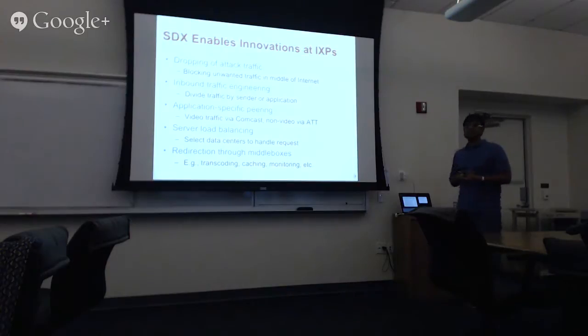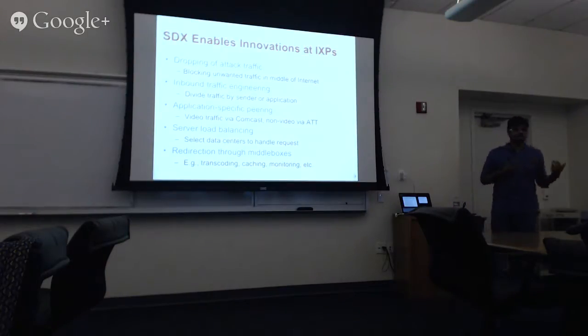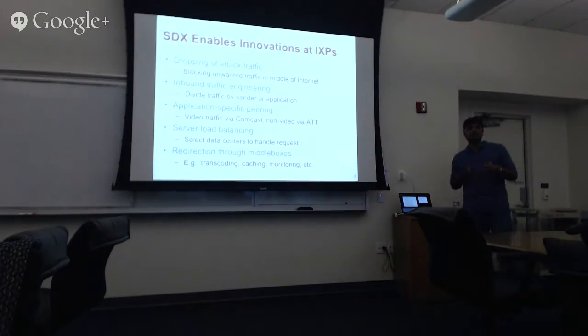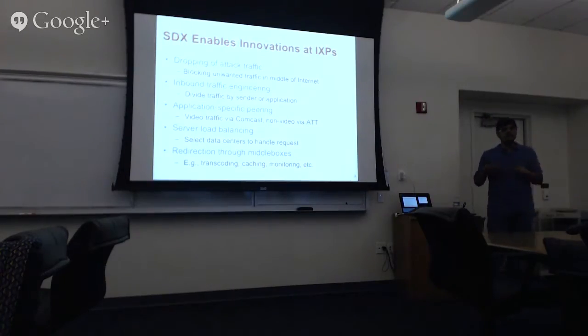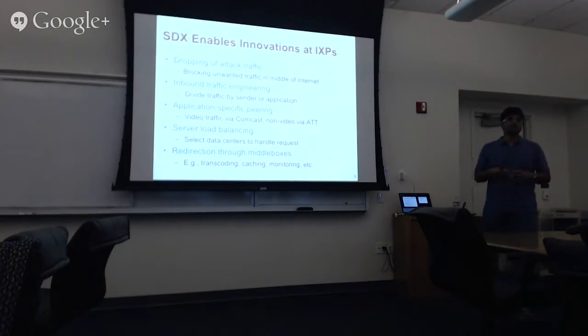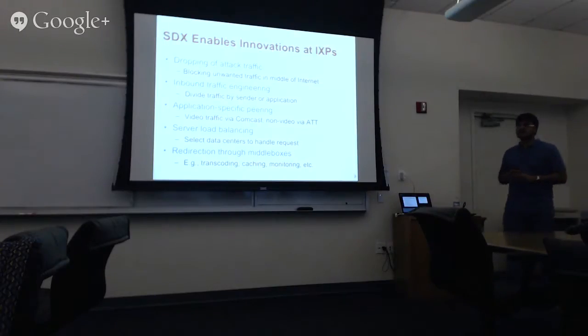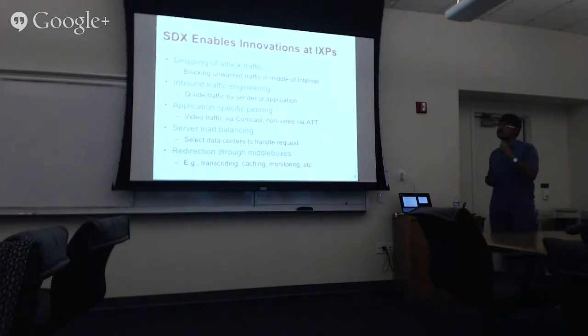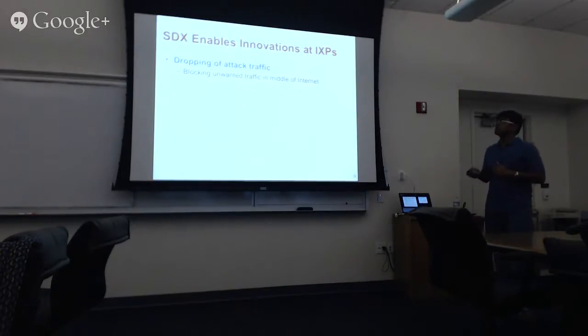Another thing is redirection through middle boxes. There were some proposals in which you can offload the functionality of middle boxes from the networks and put it in the cloud. So STX can enable that, and you can make decisions at a much finer level of granularity about which traffic should be forwarded to which kind of middle box in the cloud. So this is just a list of applications which are made possible with STX. You can find more details about them in the paper, but I will discuss two of them in a bit more detail here. One is the dropping of attack traffic.